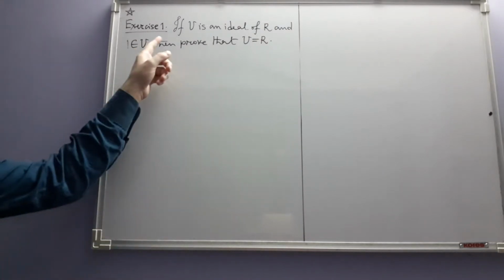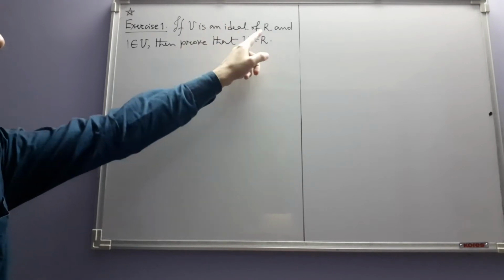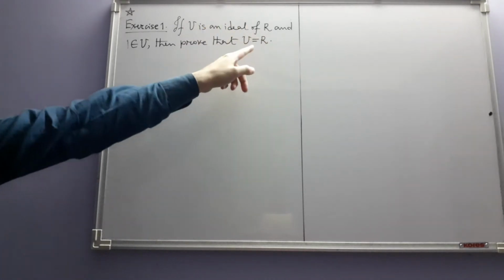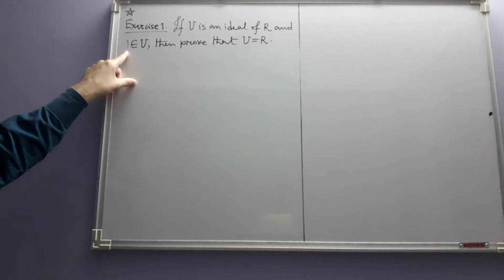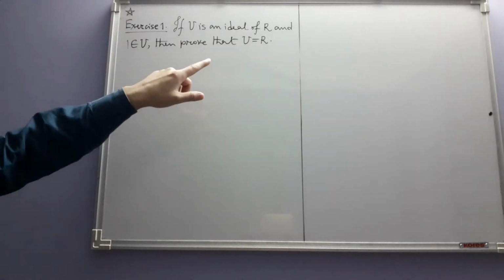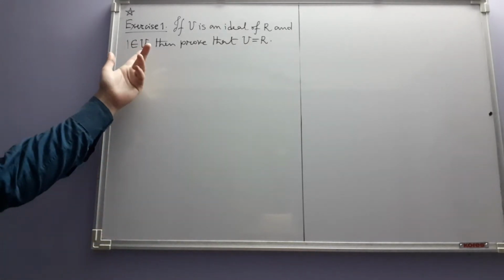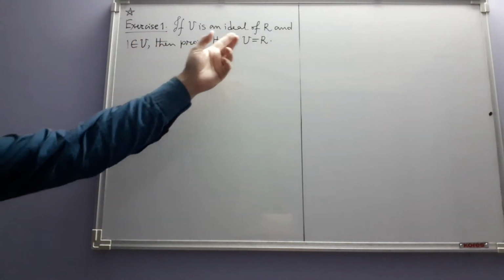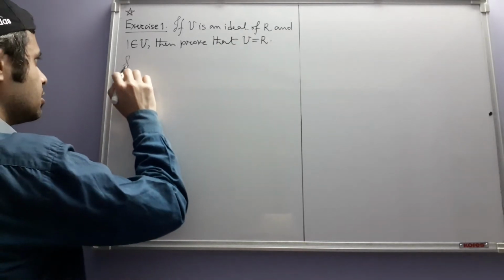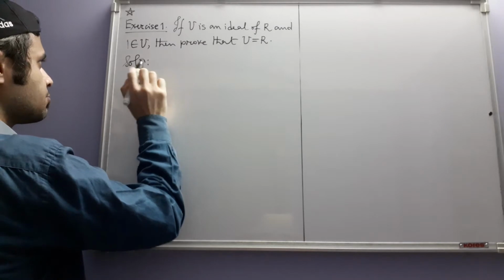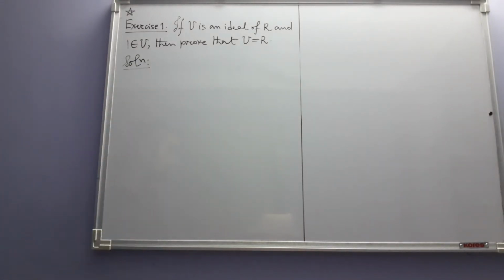Note the way the exercise has been given. We are not saying anything about R. It's understood that R is a ring, and also since we are mentioning the unit element 1, it is also understood that R has a unit element which now belongs to the ideal U. We then have to prove that U is equal to R. So this one is rather easy. The first few exercises will be easy. The difficult ones will come after some time.